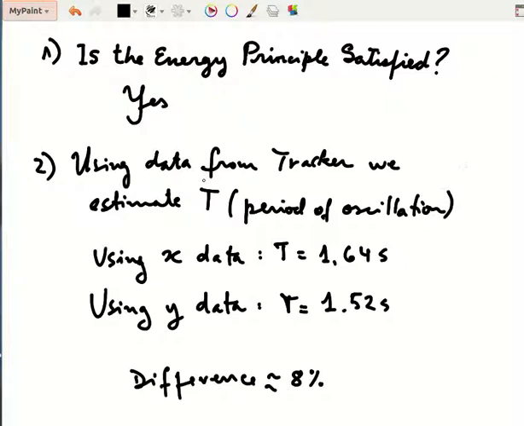We also used data from Tracker to estimate the period of oscillation. Using data from the x-axis, we obtained 1.64 seconds, and using the y data, 1.52 seconds. There is a difference of 8%.